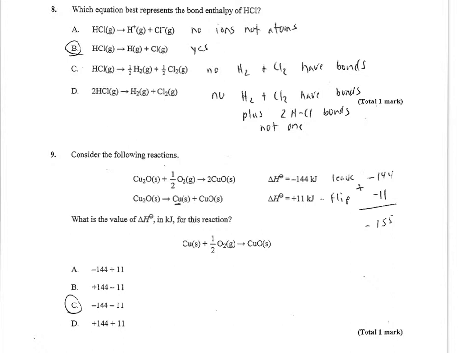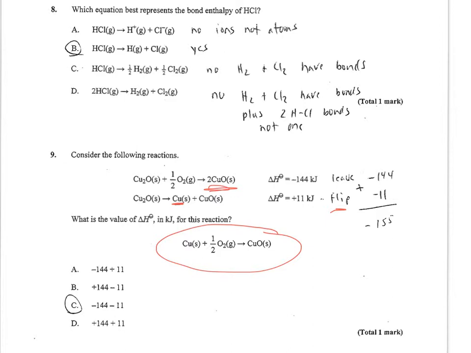In number 9, consider the following reactions. What is the value of delta H in kilojoules for this reaction? So looking at this reaction, I see that I need Cu solid. So I see that this needs to flip over. So I change my sign from positive 11 to negative 11. And then the CuO up here is in the correct direction, so I can leave that at the direction it's running. And then I just need to make sure that I'm going to end up with just one CuO.